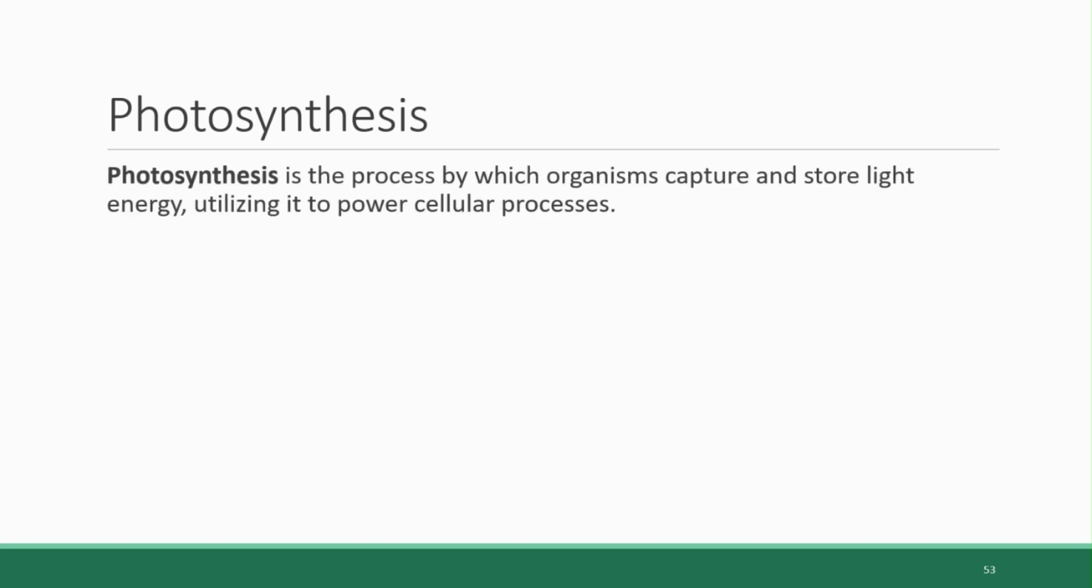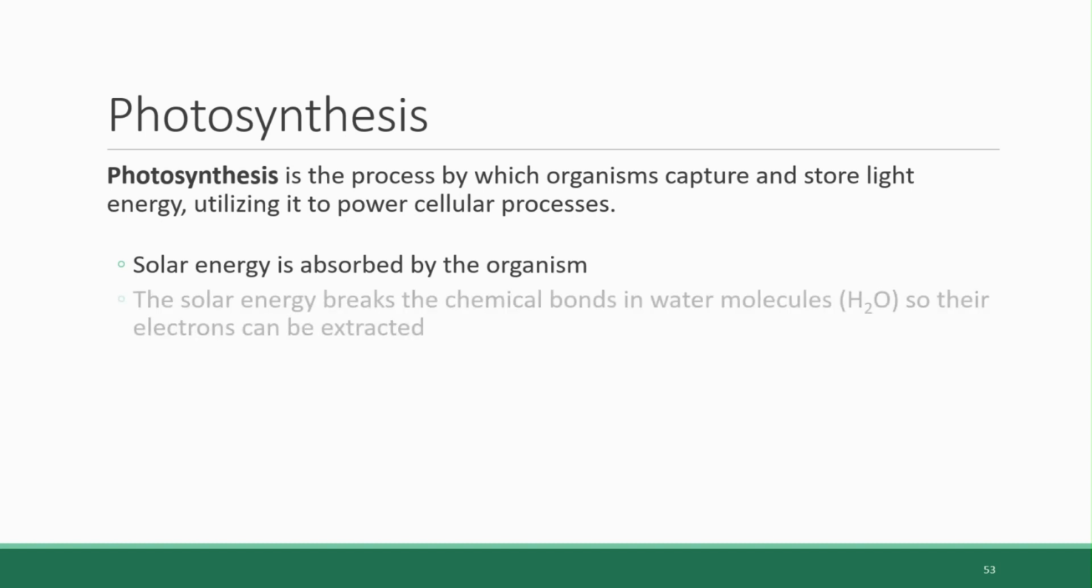Photosynthesis is the process by which organisms capture and store light energy, utilizing it to power cellular processes. The word photosynthesis literally means to make with light, photo means light, and synthesis means to make. And specifically, what photosynthesis makes is carbohydrates. How does this work? How do photoautotrophs take the kinetic energy of light and capture it into something tangible like a carbohydrate? We're not going to go into great detail here because that's beyond the scope of what we need to know for this class.